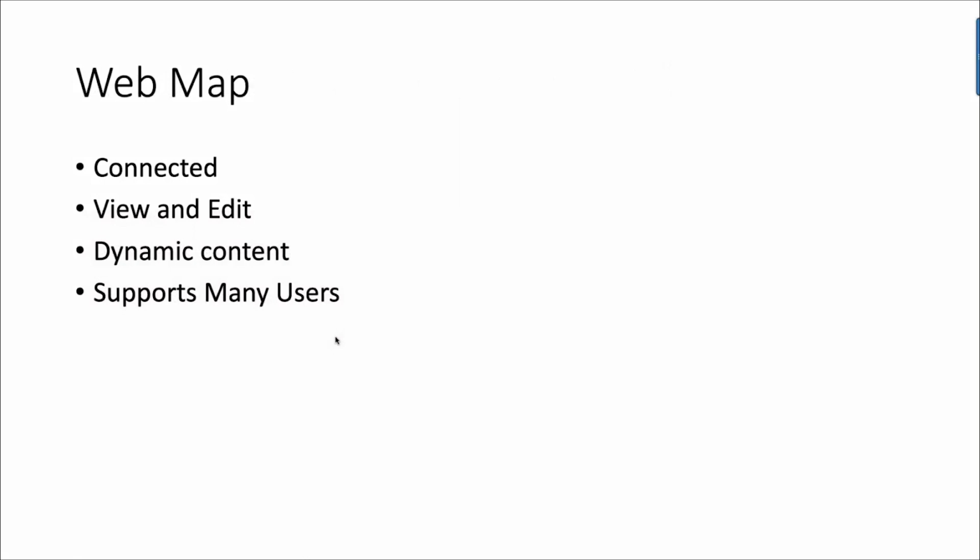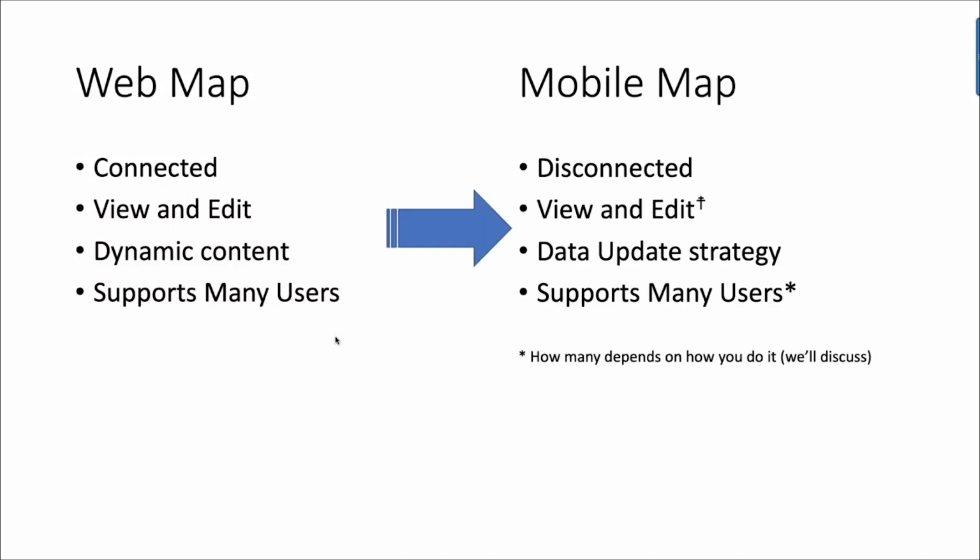So let's take a look at how we turn web maps into mobile maps. We just saw how we turn desktop maps into mobile maps. With a web map, it's always connected. You can view and edit. The content is dynamic. Whenever anyone visits the URL, refreshes it, they see the latest version.